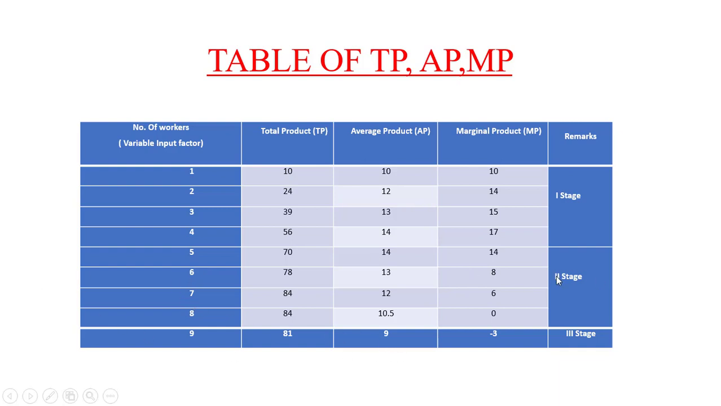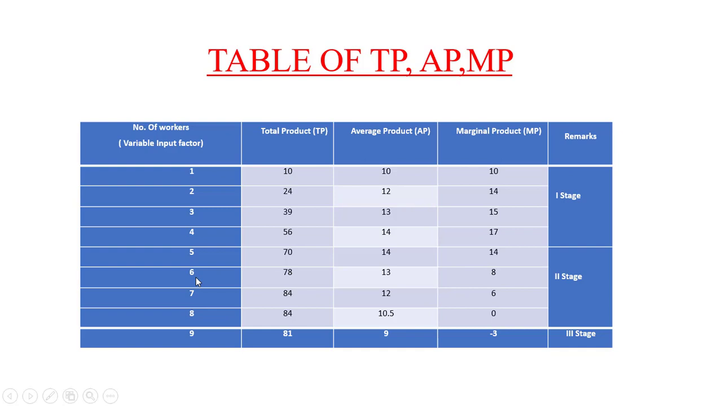Now at this second stage, what is happening? At this second stage, when the fifth unit is taken, total product is here and the 14th number is for average product and MP is 14. Now you can see the difference here. Here it is the same, here it is increasing, but here it is decreasing, right? So when the input is increasing, then the average product is the same and the marginal product is decreasing.